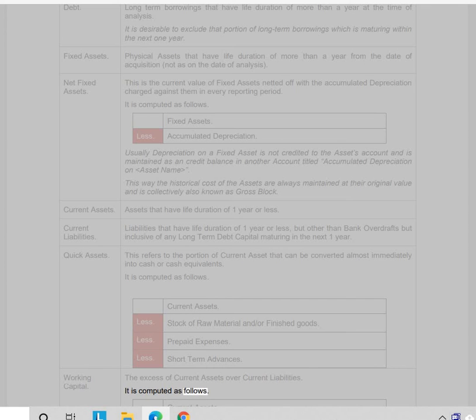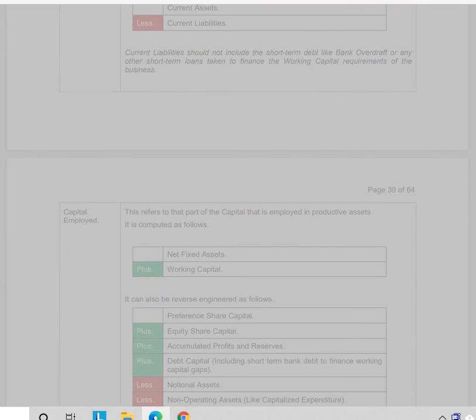It is computed as follows. Current assets less current liabilities. Current liabilities should not include short-term debt like bank overdraft or any other short-term loans taken to finance the working capital requirements of the business.